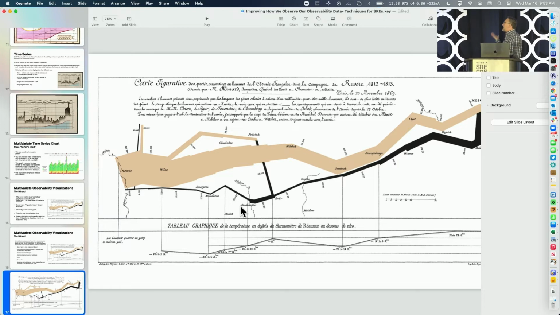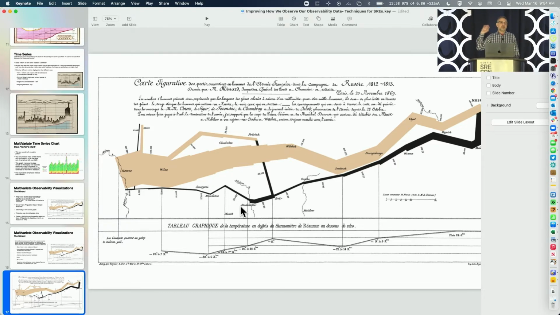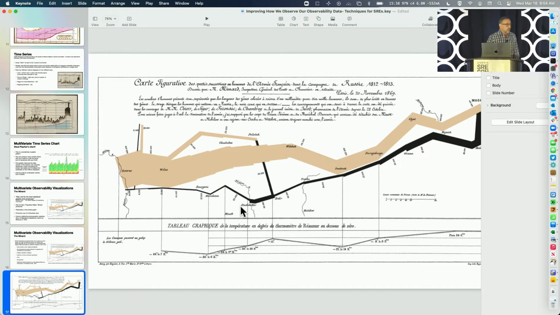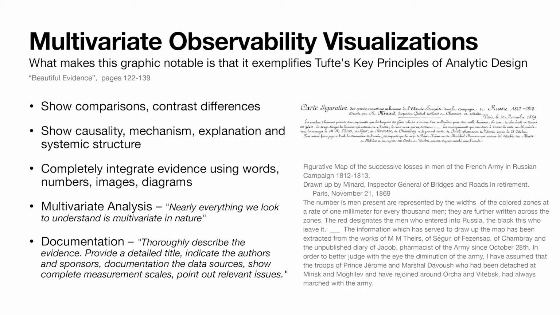And while many people debate what the real causes of Napoleon's defeat were, this is trying to make a picture, a narrative story using data, that the cause of the defeat was the cold. And what also makes it notable is that Edward Tufte, who does a lot of writing on this, uses it to describe some of his key principles of analytic design. Things that you should be including in your data presentations.